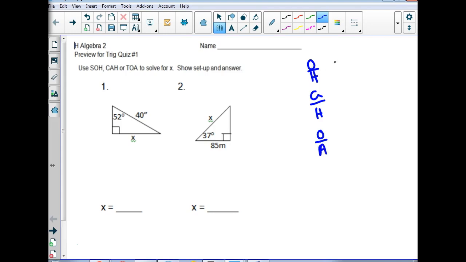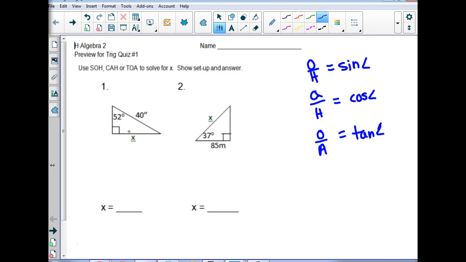Opposite over hypotenuse is the first trig function on your calculator, which is the sine of an angle. Adjacent over hypotenuse is the cosine of an angle, the second trig function on your calculator. And the third is the tangent, opposite over the adjacent leg, the tangent of an angle. We should have been familiar with those before we got to Honors Algebra 2.